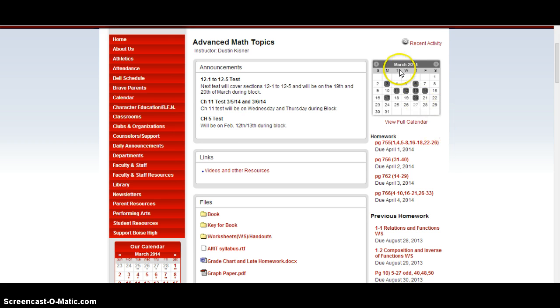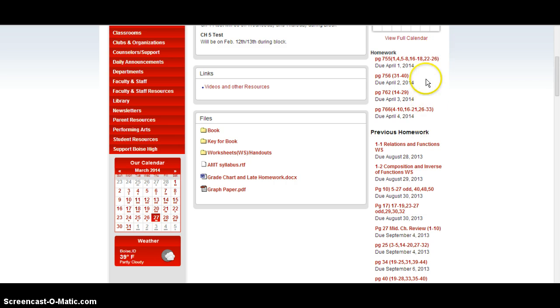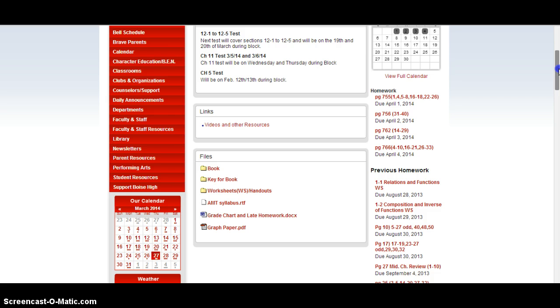And then to the right in this column here, we have our homework. So if they click on, well, this is March, so April's coming up. So on the 1st of April, this is the assignment due, page 755. So when they click on the calendar, that's specific to that day and what's due. Then below that you have homework, future homework due, and then previous homework. So if they know they missed something and need to look back. Links, we'll come back to that.